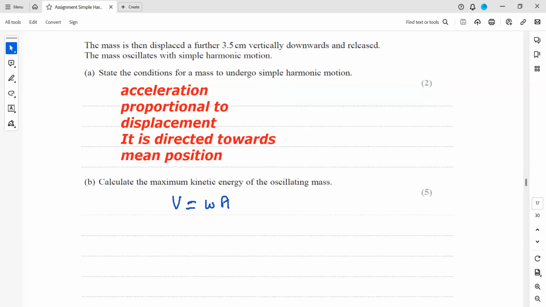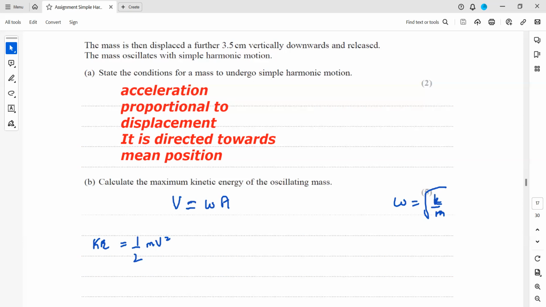And from this V, we will use a formula. Kinetic energy is half mv square, and we get the maximum kinetic energy. So how to solve? First we'll find the value for K, because for a mass spring system, what is omega? Omega is under root K divided by M. That's a value for omega.